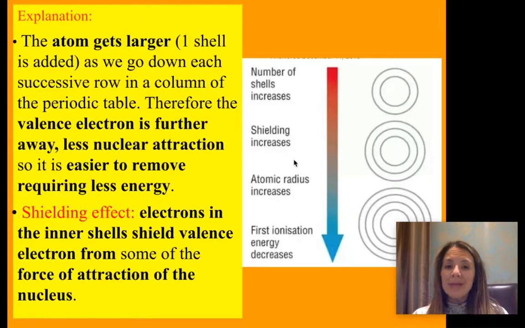So the atom gets larger as we go down a column or family. Therefore, the valence electron is further away. There's less nuclear attraction, and it's easier to remove that valence electron. So here is just a little picture to sort of illustrate and explain why.